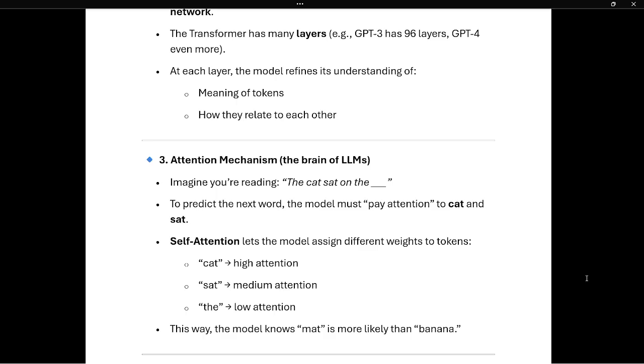Since "cat sat" have more attention, it comes to the next word, like "mat". This way the model knows "mat" is more likely than other words like "banana". So for "the cat sat on the", instead of "banana" we find "mat" because of self-attention and their weightage.